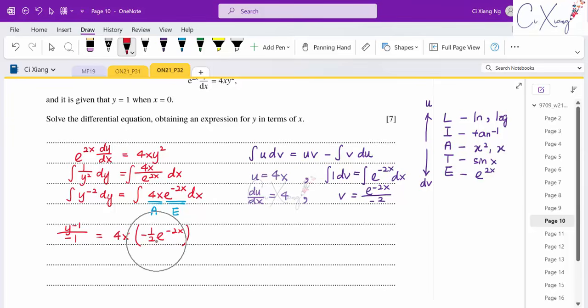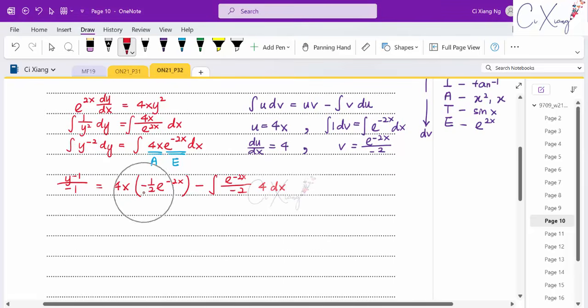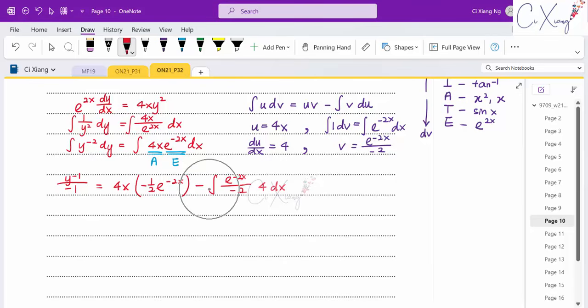So this is my uv. Then minus integration v du. So I put minus integration of v, which is e^(-2x) divided by negative 2, and then du. What is the du? Have a look here. du/dx equals 4, so du equals 4 dx. So I put a 4 here with a dx. Okay, so I try to slowly simplify my expression. Basically I'm applying the integration by parts formula already, and this is what I get.